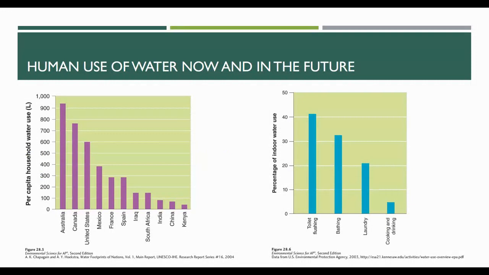Here you can see in figure 28.5 per capita household water use by country. And surprisingly, the US is not number one on this one. So that's encouraging. And then in figure 28.6, you can see the percentage of indoor water use, and that would be for the US. So first is flushing the toilet, followed by bathing, laundry, and then cooking and drinking water is last.